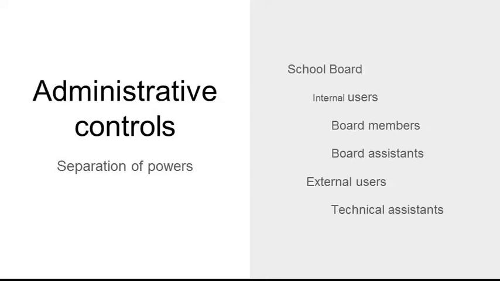The school board consists of internal and external users. Internal users are comprised of board members and their assistants. These users will access the network locally. Technical assistants are external users who will connect to the network via VPN. Technical assistants will access the documents pertinent to them. Changes made to the website will have to be approved by board members before said changes are publicly visible.